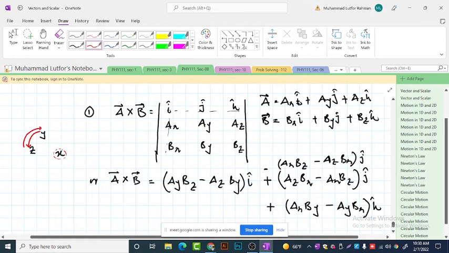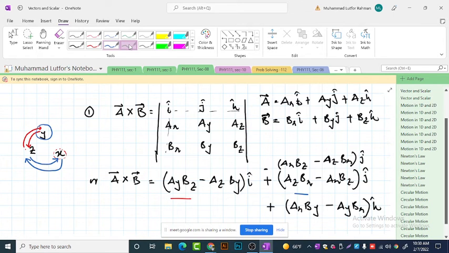Now when I am considering the y component, I will start from the z component, az bx minus ax bz, right? This component. Now when I am considering the z component, I will start from ax by minus ay bx. So there will be no confusion about where the plus and where the minus will be.